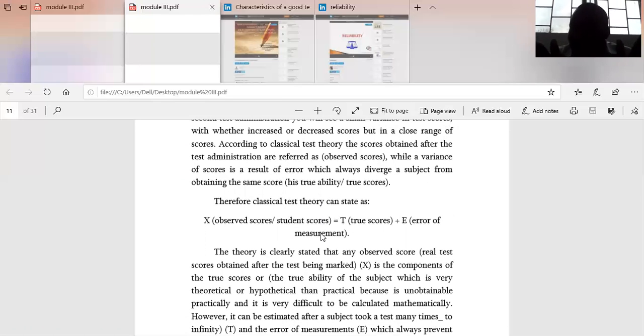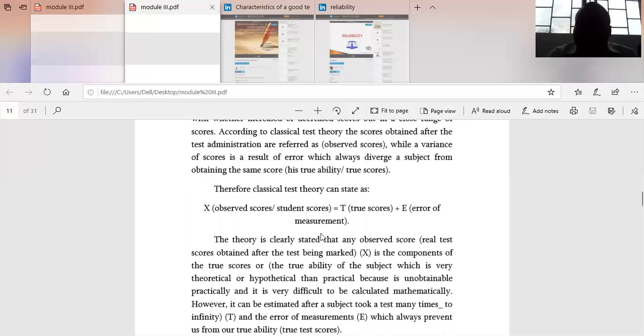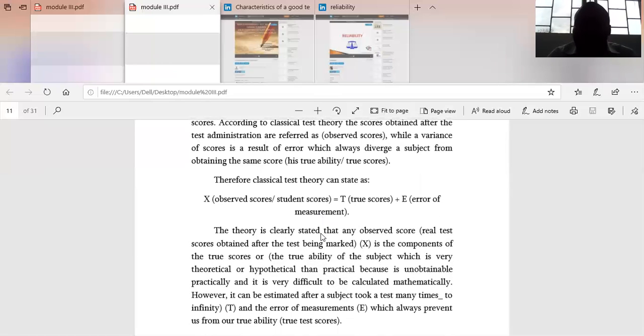It is the true ability of the subject, which is very theoretical and hypothetical rather than practical, because it is very difficult to obtain and calculate mathematically. However, it can be estimated after subjects take tests many times, to identify T and the error of measurement, which is E, which always prevents us from seeing our true ability or true score.